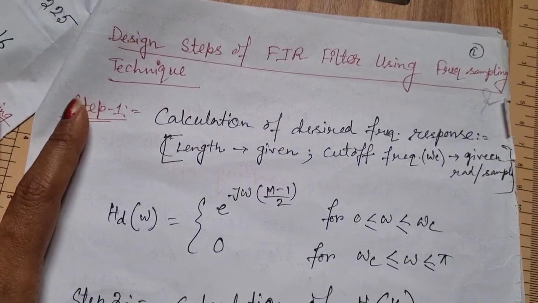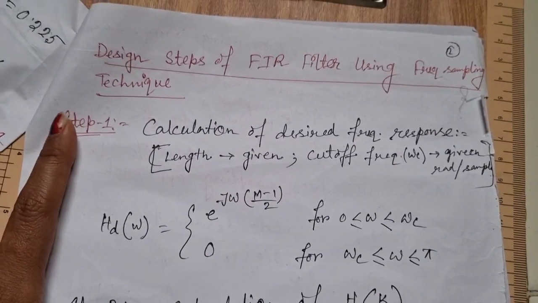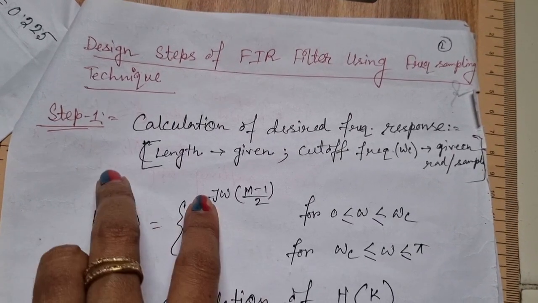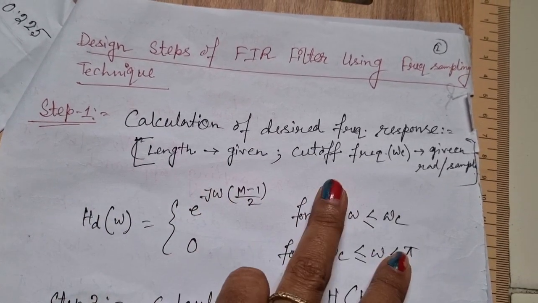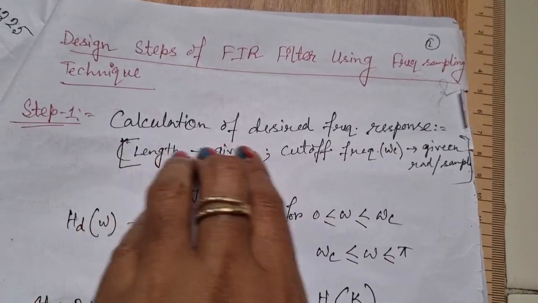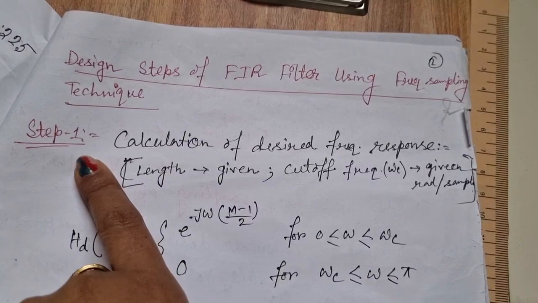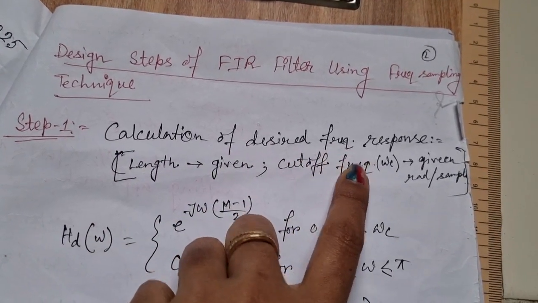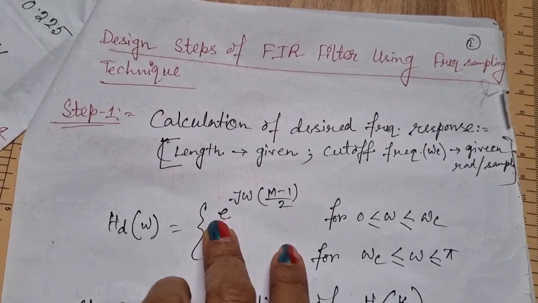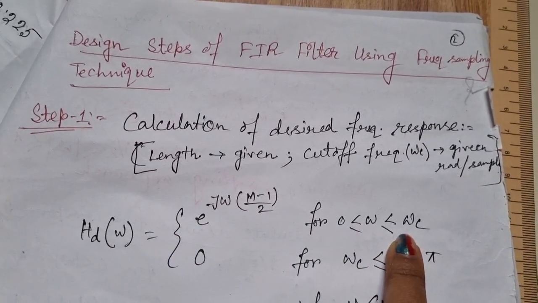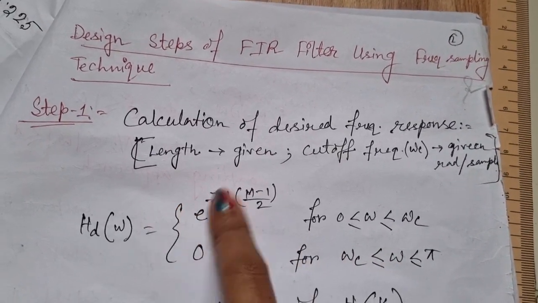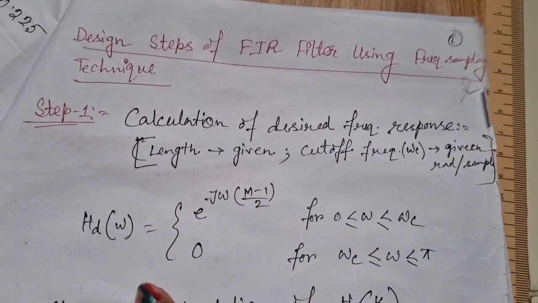So the first step, before starting the mathematics, is to consider whatever is given: the length of the filter will be given, and your cutoff frequency, omega c, will be given. So all these things will be given. Now calculate the desired frequency response, HD, by using this formula. Within the range of omega c that is given, it will be the formula, and for others it will be 0.